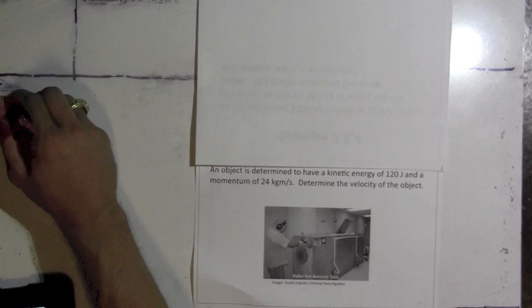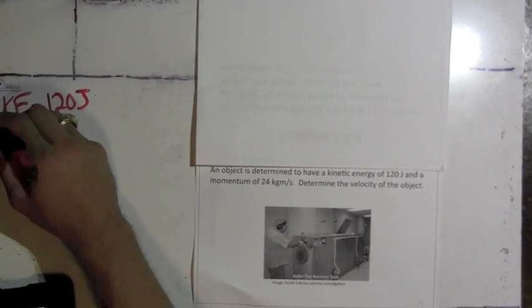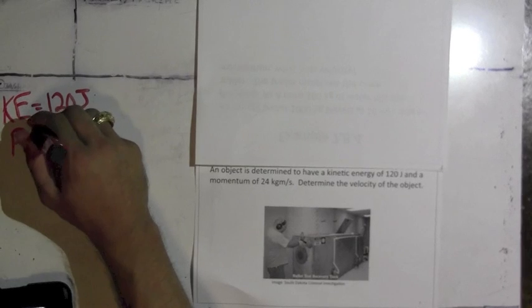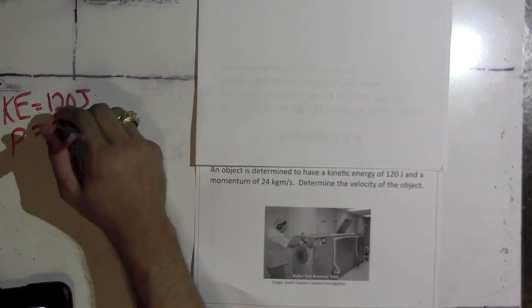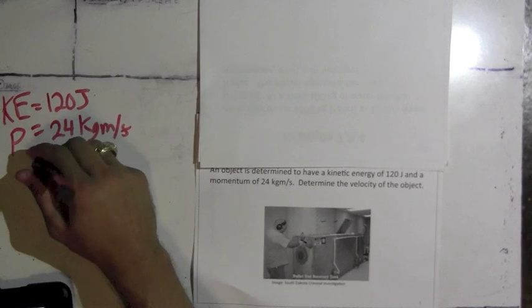So this one sets itself up to be somewhat difficult, but you have to be able to do algebra to get this to work. So let's start off by saying, okay, I know that I have a kinetic energy of 120 joules, and I know that I have a momentum of 24 kilogram meters per second, and I want to know what the velocity is. Now, I went ahead and put these to the side because there's really not any other given. This is an algebraic trick more than anything.